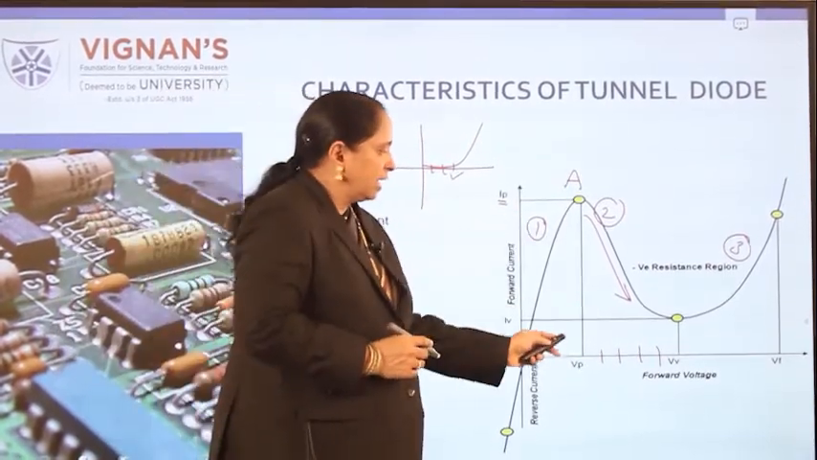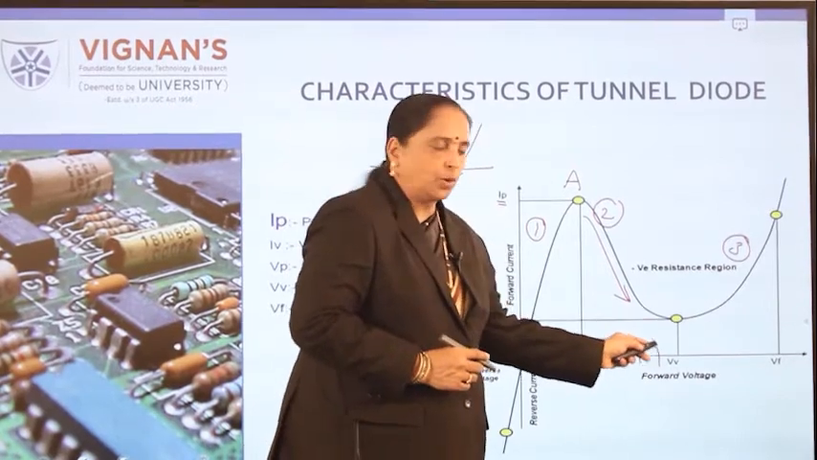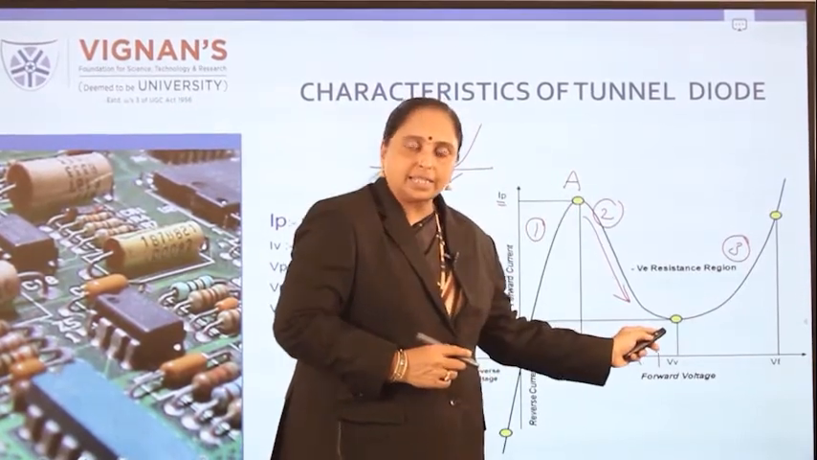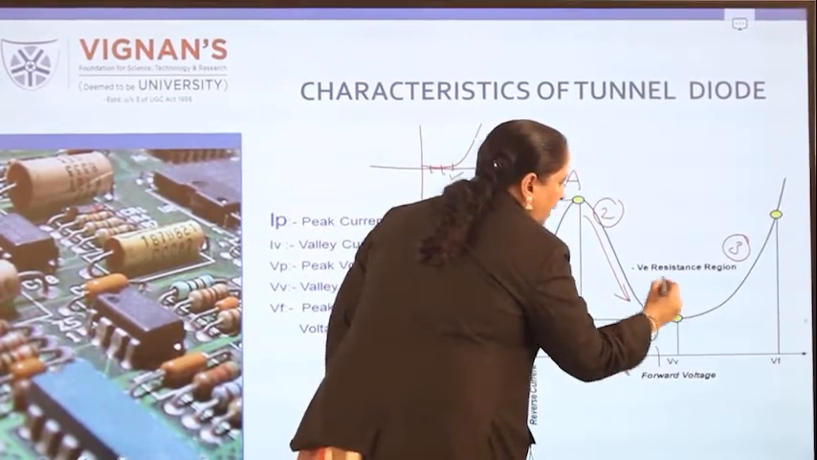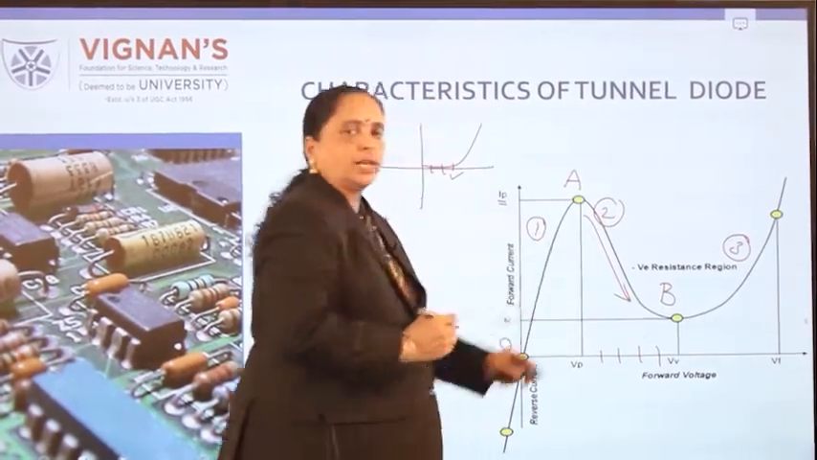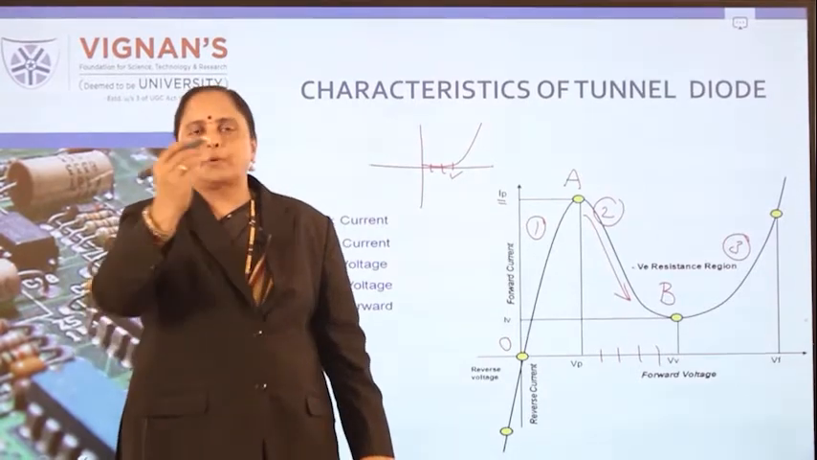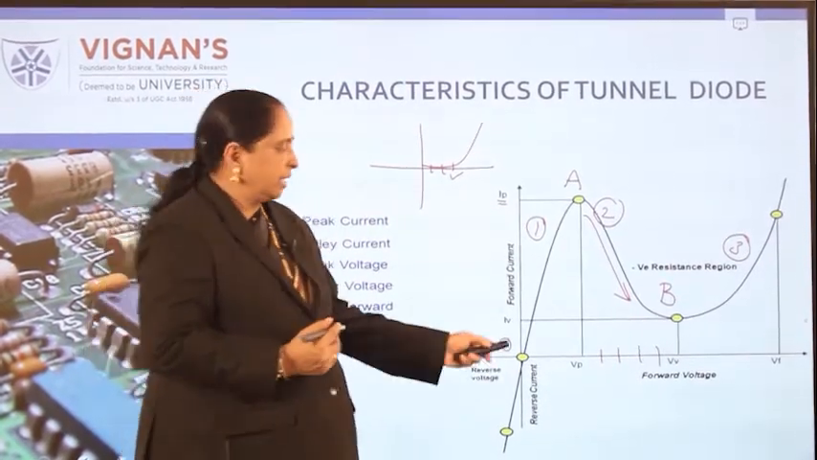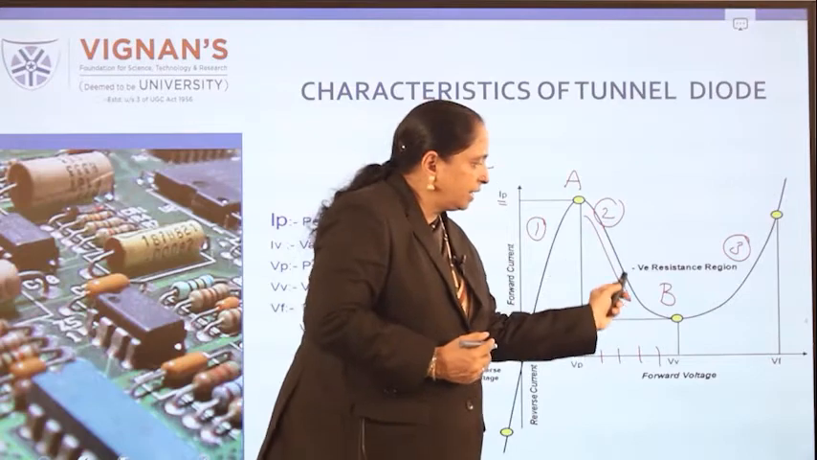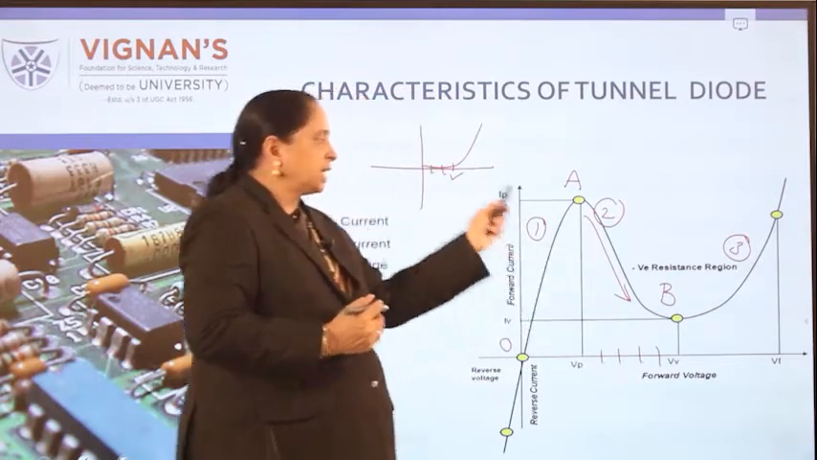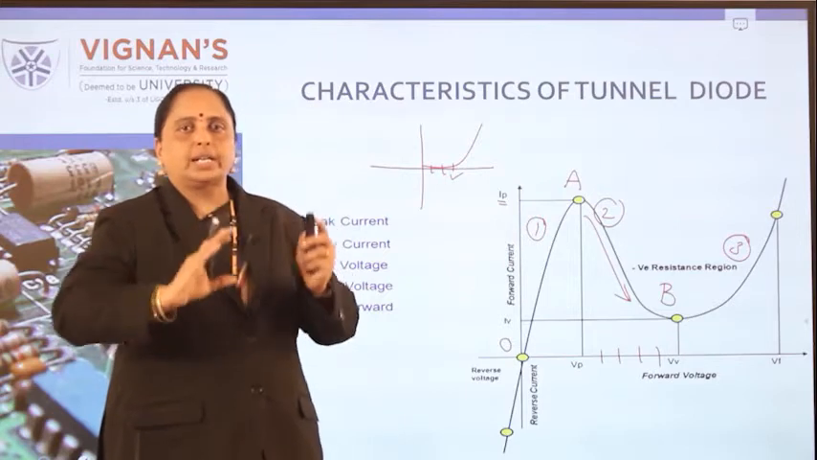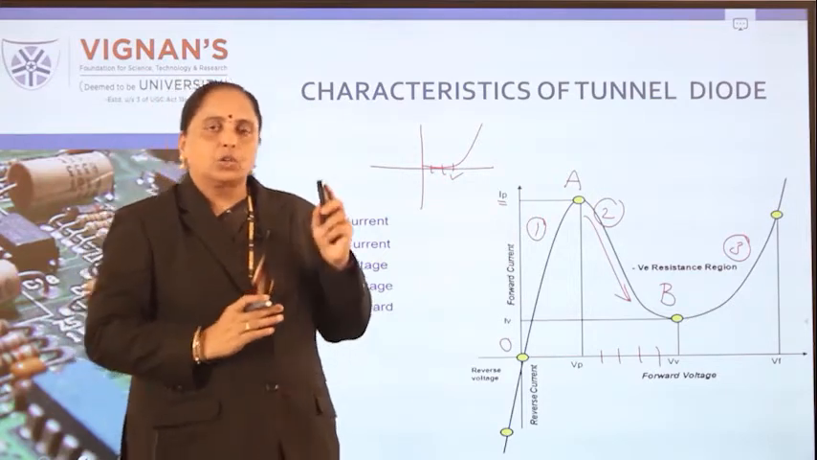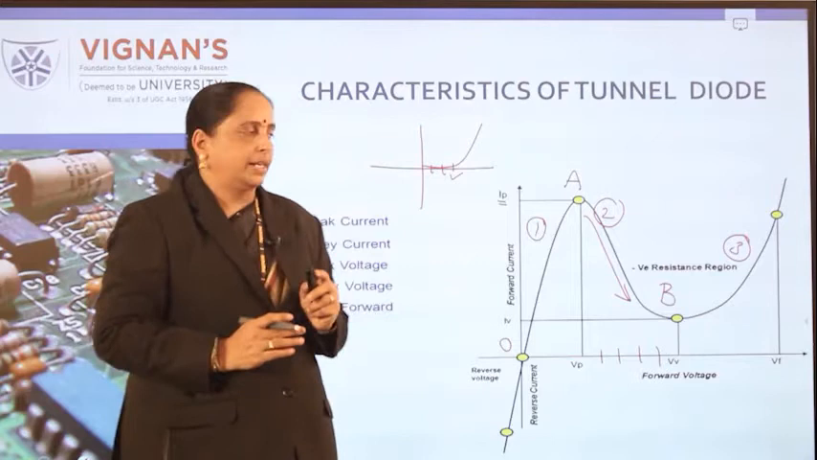Whereas here, even with an increment of the voltage, the current from tunneling excess carriers decreases. So the region from A to B is known as a negative resistance region. Resistance is proportional to I, but here as voltage is increasing, current is falling from A to B. That's why this is known as a negative resistance region, which is a major important characteristic of the tunnel diode to be used as an oscillator.